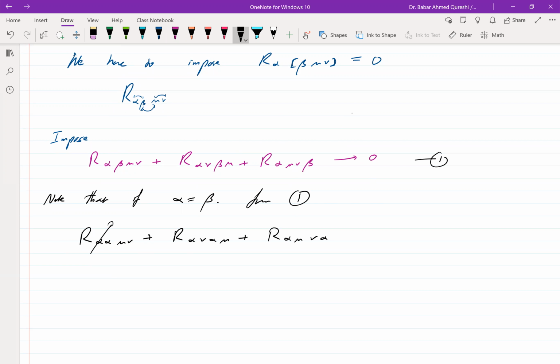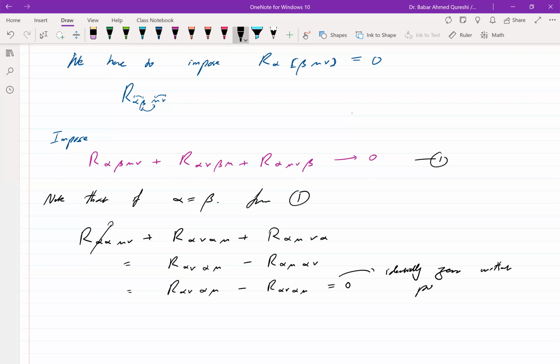While if I look over here, this can be changed to minus R alpha nu alpha mu, and under the exchange of the combined index, these two are the same. So this is identically 0, without putting any extra conditions.